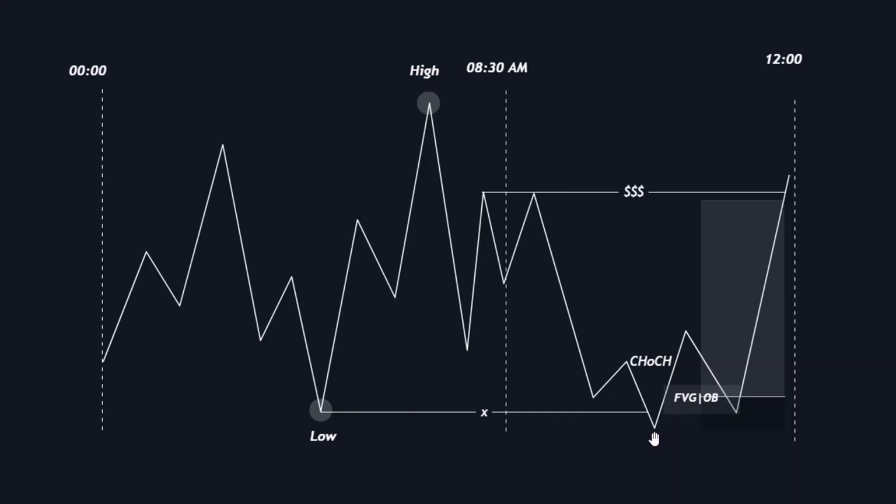So make sure this change of character happens with displacement, and it leaves a fair value gap. We enter from that fair value gap or from the order block, and we can target any liquidity zone. Make sure you close your trade before noon. If your setup happens before noon, like 11:45 or 11:30, I prefer not to enter.